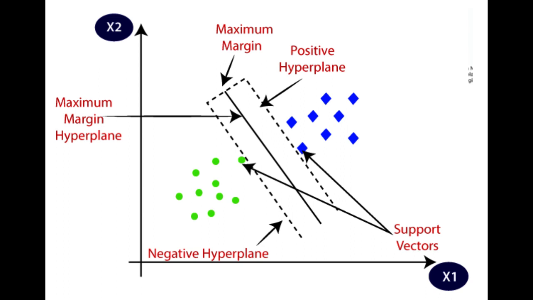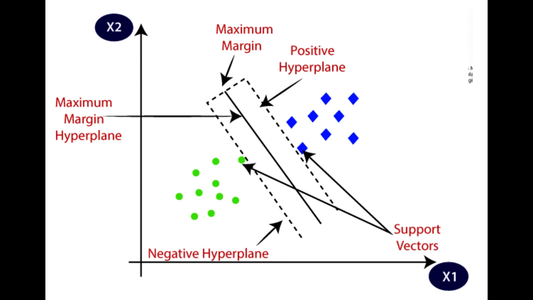SVM chooses the extreme points or vectors that help in creating the hyperplane. These extreme cases are called support vectors, and hence the algorithm is termed Support Vector Machine. Consider the below diagram in which there are two different categories that are classified using a decision boundary or hyperplane.